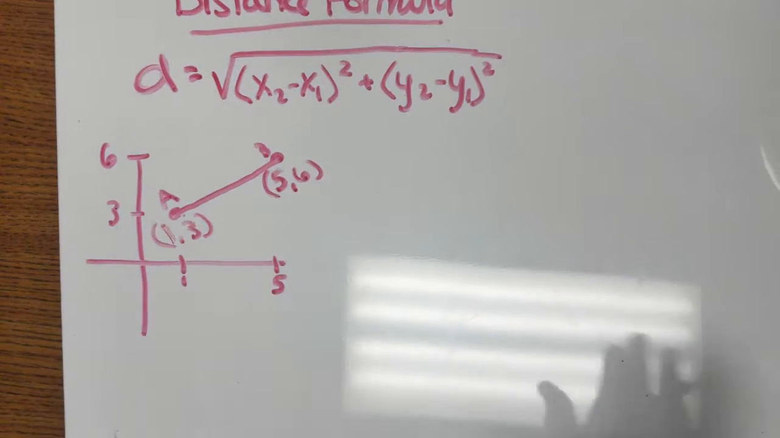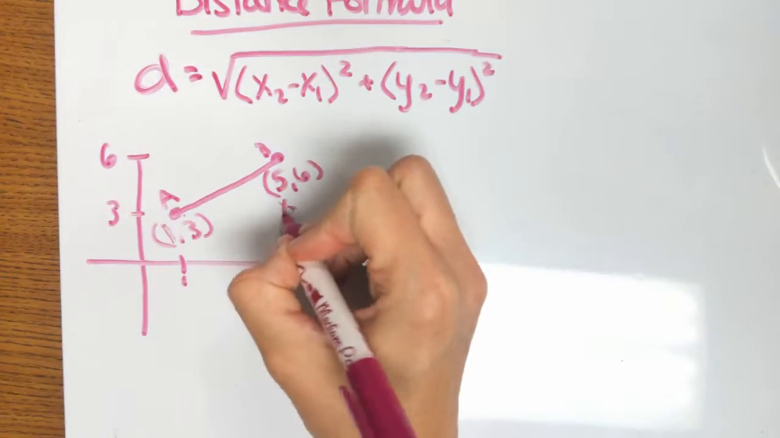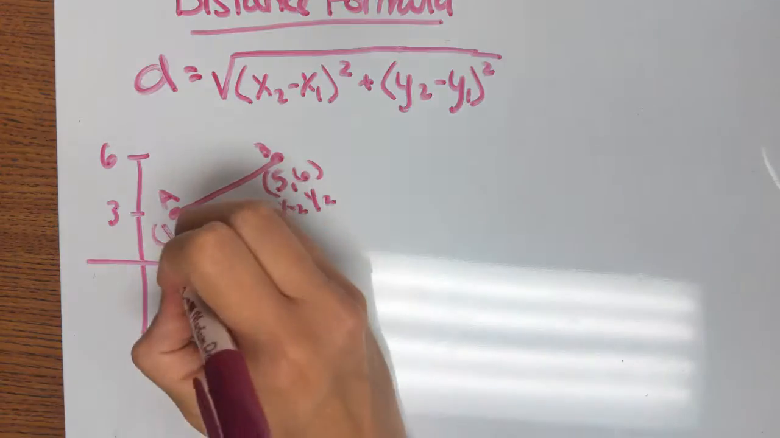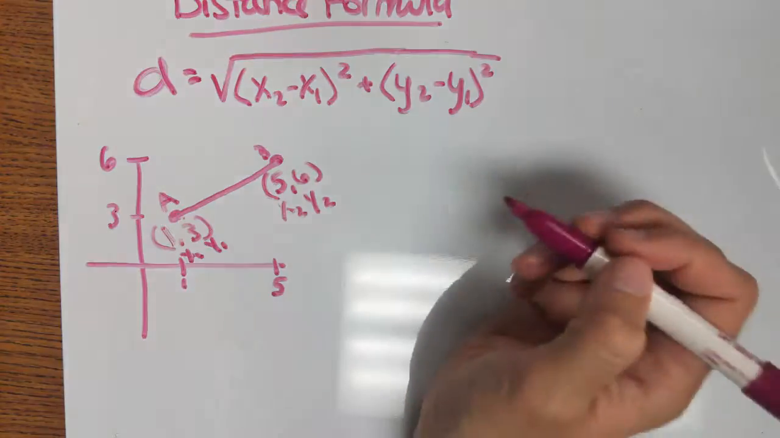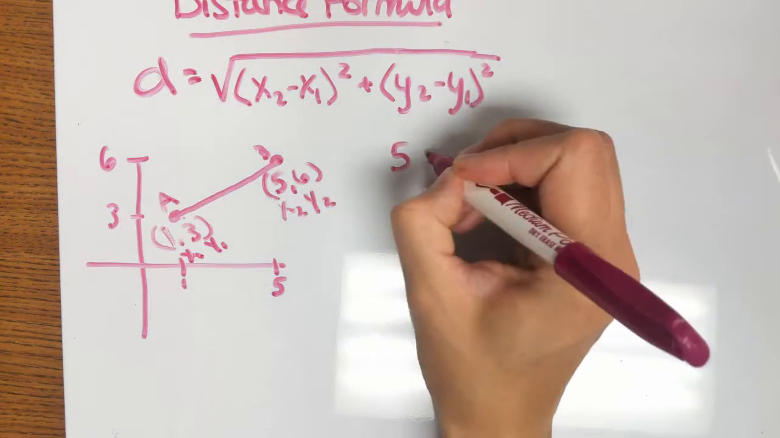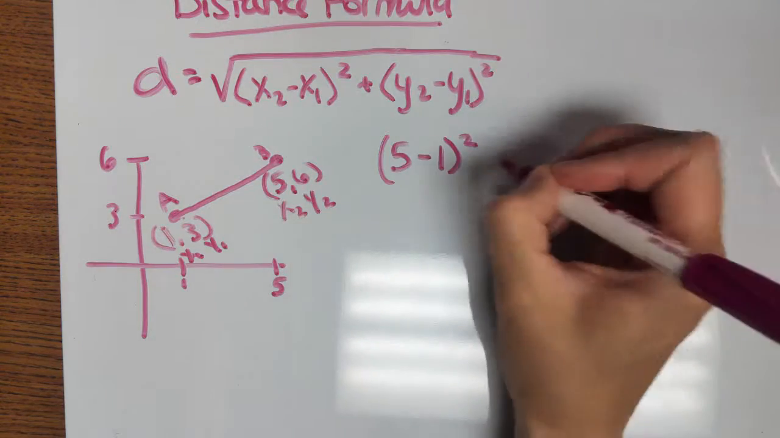So we come over here. I'm going to count B as my x2. So we had an x2, y2. That means we had an x1 and a y1. It helps if you label. Now we're just going to do the subtraction. x2 was 5 minus x1, which was 1. That's in parentheses, and we square it.